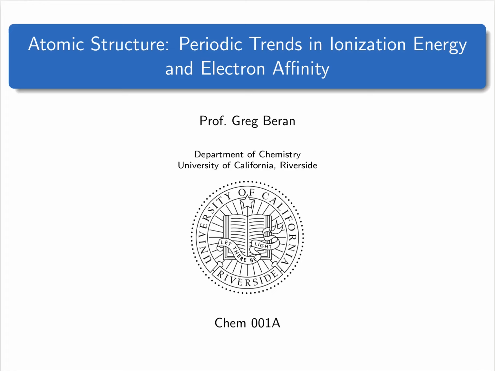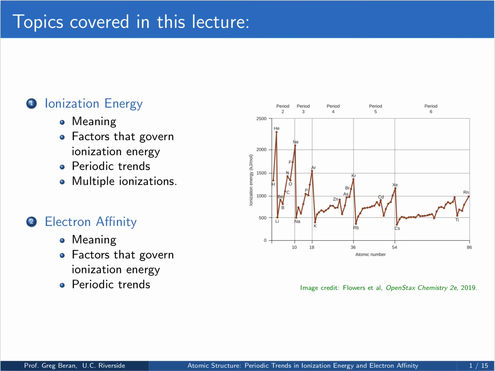In this final lecture for our unit on atomic structure, we're going to look at the periodic trends in ionization energies and electron affinities. We'll talk about what ionization energies are, the factors that govern them, how they vary across the periodic table, and examine single versus multiple ionizations. Similarly, we'll talk about what electron affinity means, the factors that govern it, and how it varies across the periodic table.